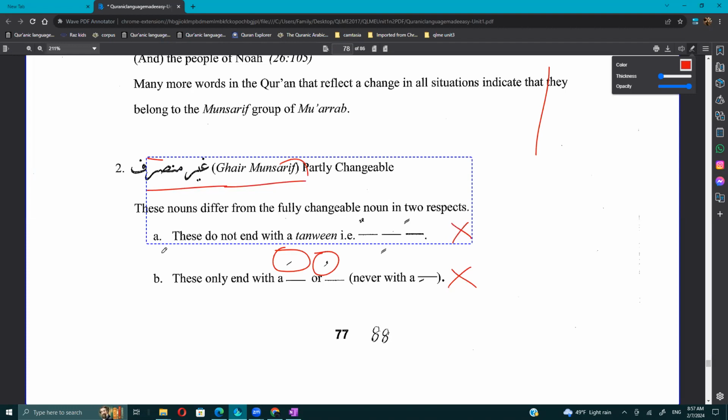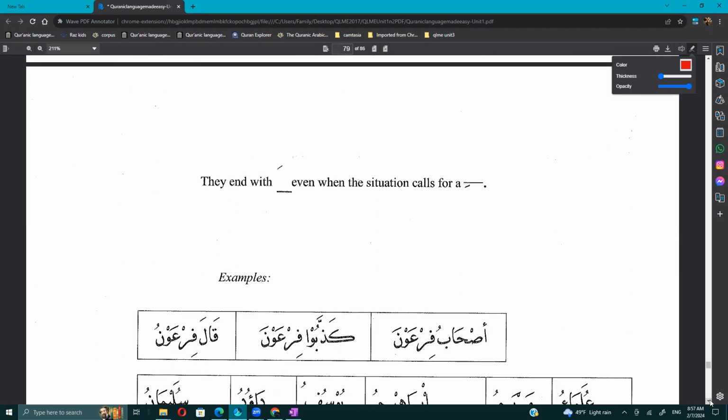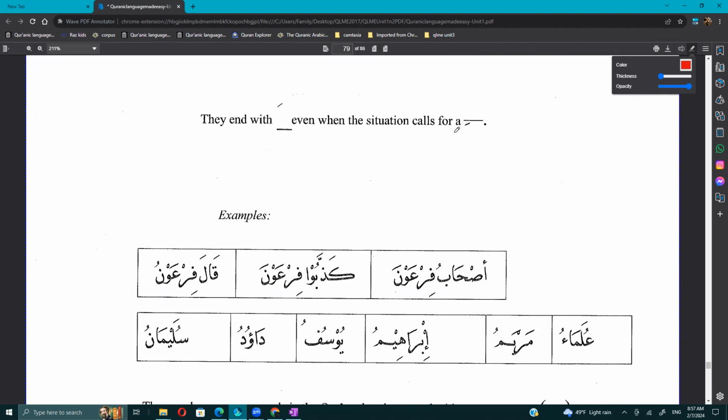What are ghair munsarif nouns? They will never end with a tanween, fatha tanween, dhamma tanween, or kasra tanween. They will only end with a single fatha or a single dhamma. They will never ever end with a kasra. Let's see the examples. They end with a fatha even when the situation calls for a kasra. For example, let me give you كذبوا فرعون, or قال فرعون. How do you translate this? Firaun said. So this is fa'il, the doer of the verb. So you say Fir'aun, this is the dhamma form. And كذبوا فرعون. What is this?